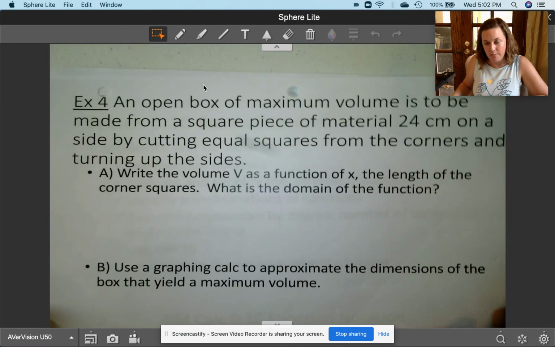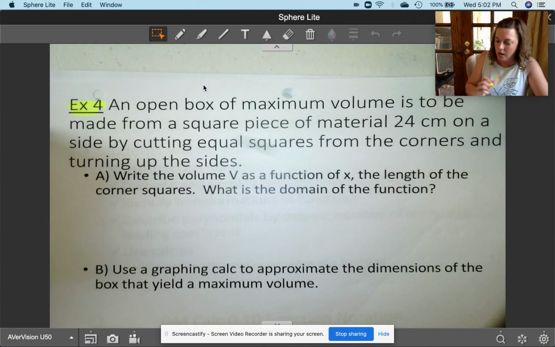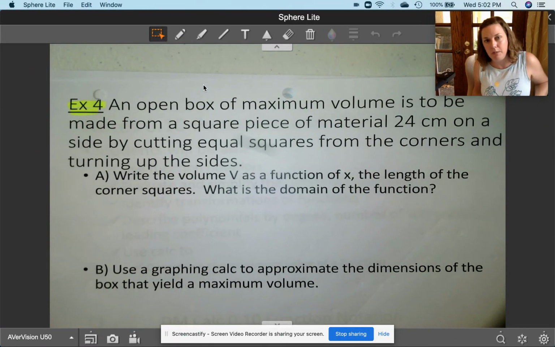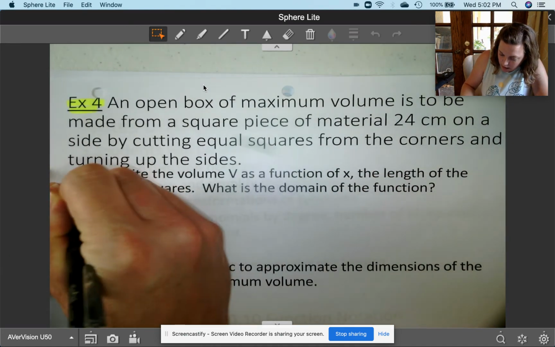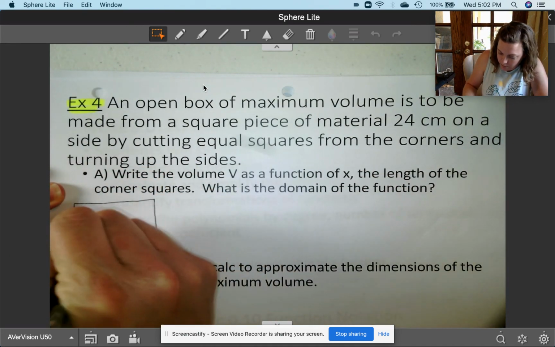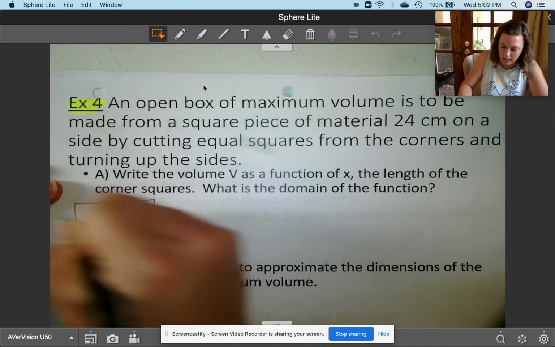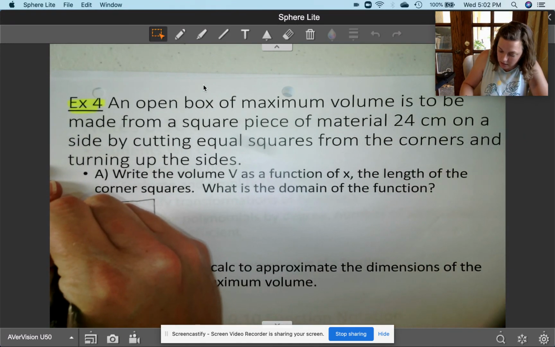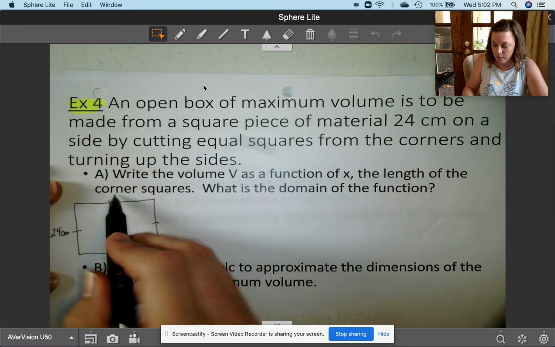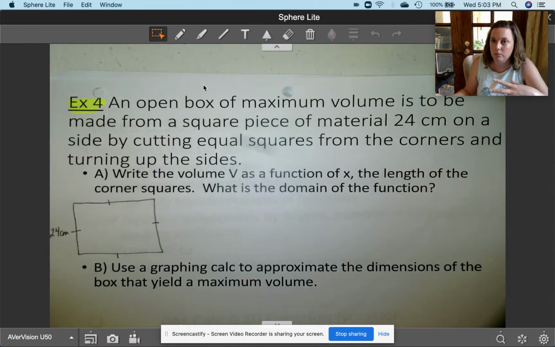An open box of maximum volume is to be made from a square piece of material 24 centimeters on a side. Stop, draw a picture. So I have a square piece of material. It's a square. What does that mean? All 4 sides are equal. And they tell me that they're 24 centimeters on each side. 24, 24, 24, 24. Never read a problem straight through.